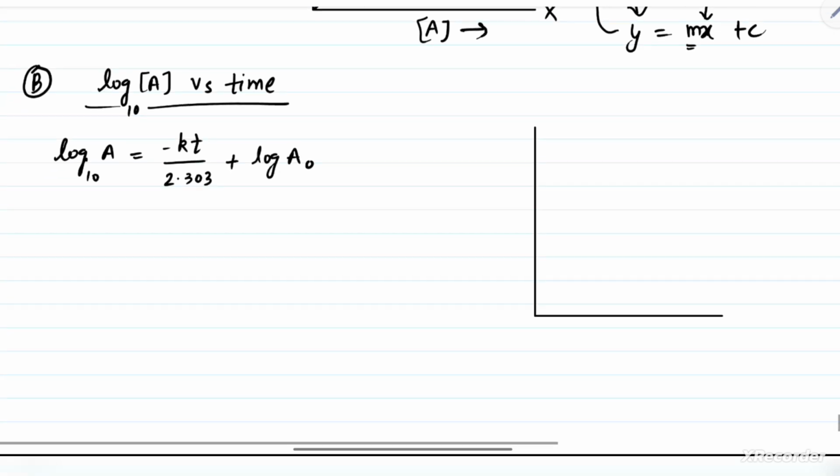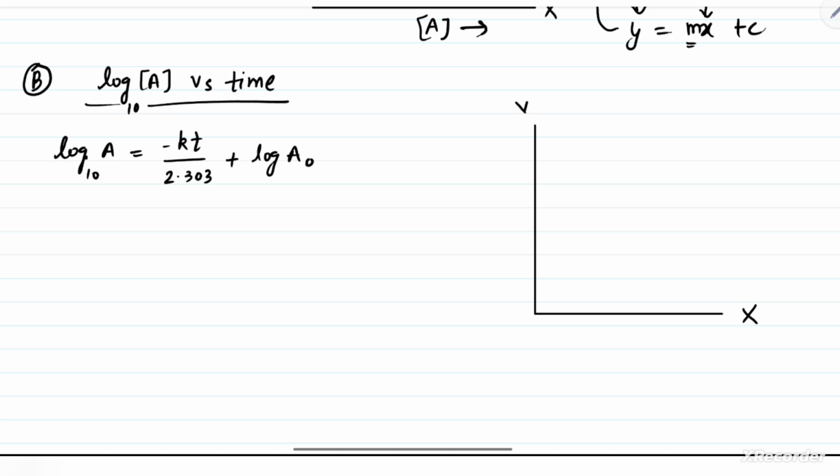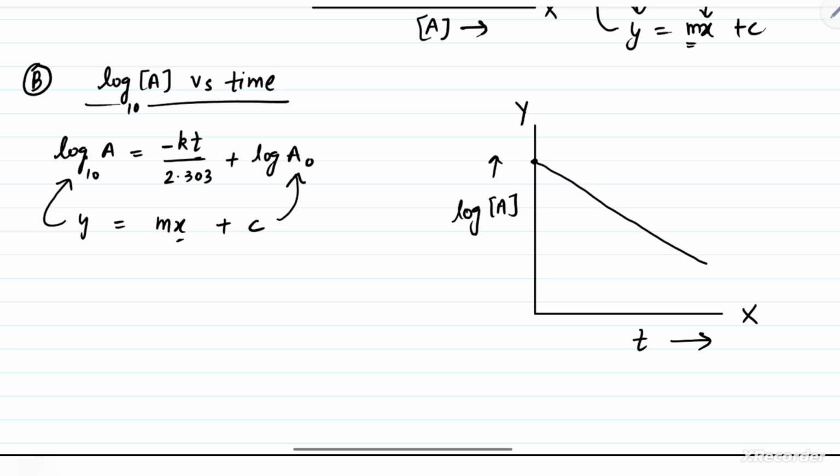When we plot this curve, compare it with y equals mx plus c. On the y-axis we have log A, and on the x-axis we have t, which is simply time. The slope m is minus k by 2.303, that means a negative slope. What is the value of c? C is log a naught, that means some positive value on the y-axis. So this is the negative slope, and the value of m is minus k by 2.303.